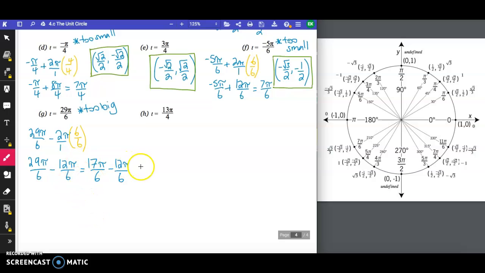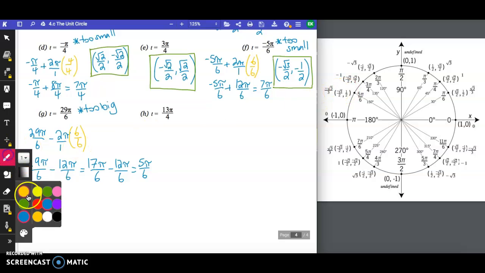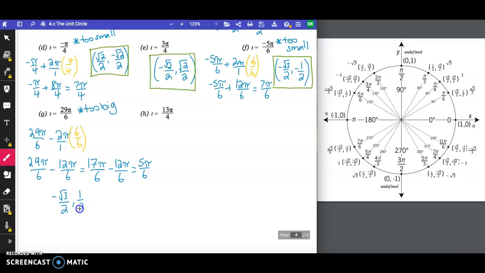So then now I have 5 pi over 6, and I believe I can find 5 pi over 6 on my unit circle. There it is. So then its terminal point would be my final answer: negative square root of 3 over 2, comma, 1/2. There you go. That is the terminal point.